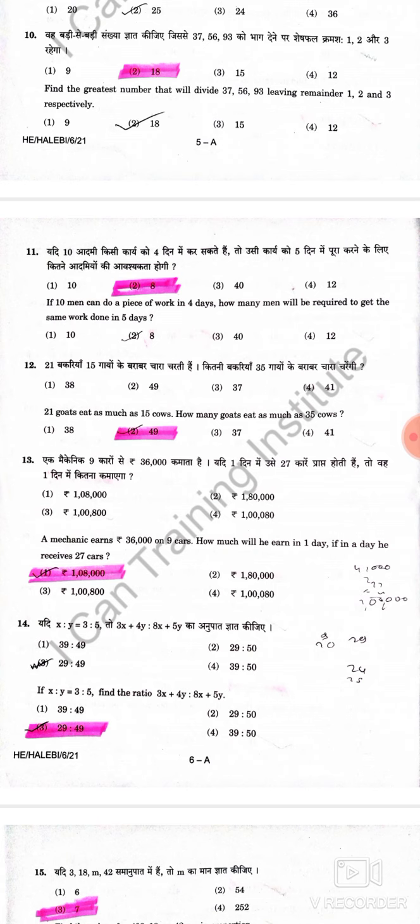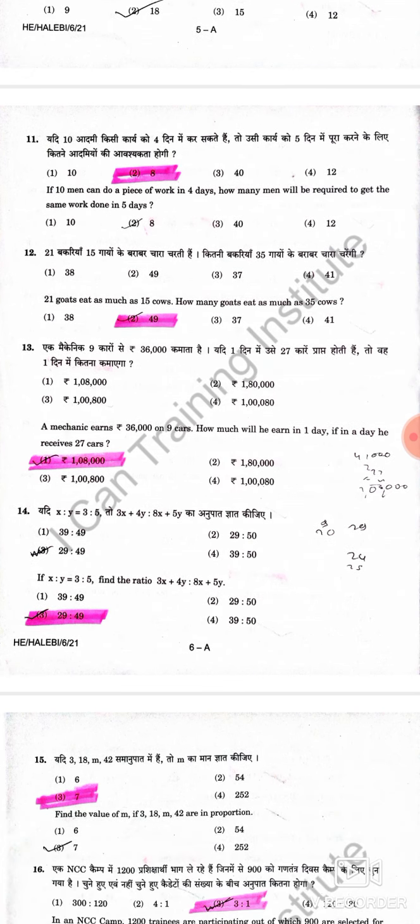Question number 11. If 10 men can do a piece of work in 4 days, how many men will be required to get the same work done in 5 days? And the answer is option number 2. Question number 12. 21 goats eat as much as 15 cows. How many goats eat as much as 35 cows? And the answer is option number 2.